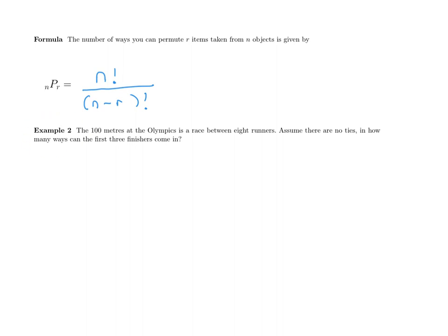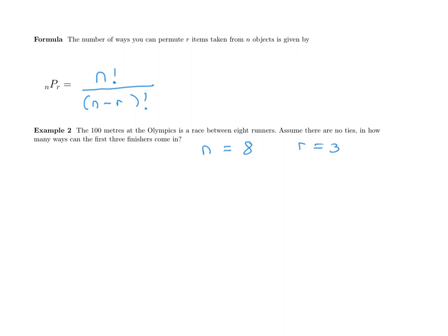I'd like to use example 2 to demonstrate why this formula is true. So let's see if we can actually answer it without the formula, and then we'll go back and plug in numbers to verify that the formula works. This says the 100 meters at the Olympics is a race between 8 runners. If we are assuming there are no ties, in how many ways can the first 3 finishers come in? To start this problem, the total number that we're considering is n equals 8. But the answer to this problem is not as simple as saying, oh, it's 8 factorial. Instead, what we're saying is, of these 8 runners, in how many ways can we permute 3 of them?